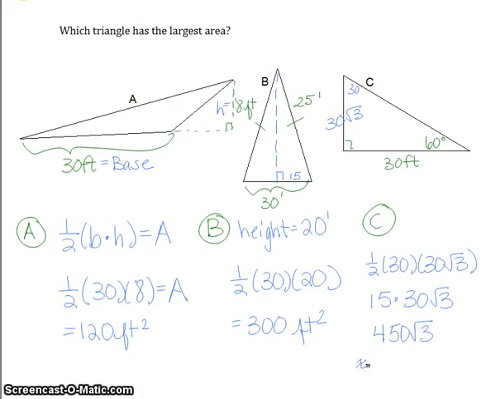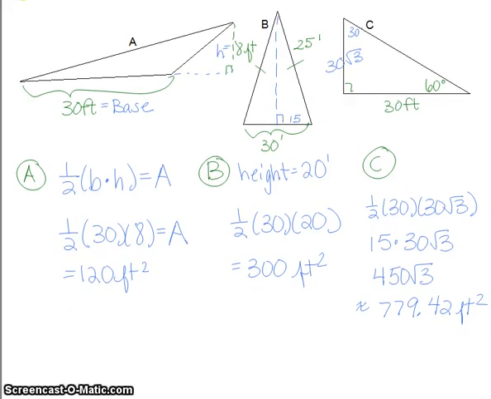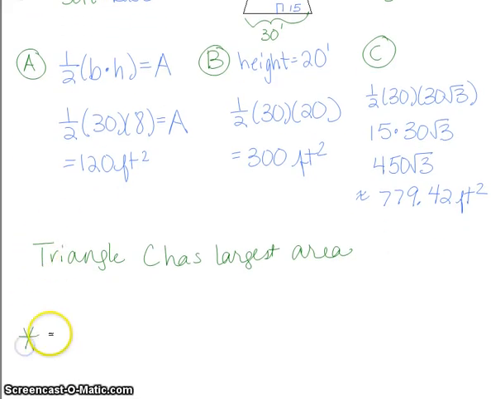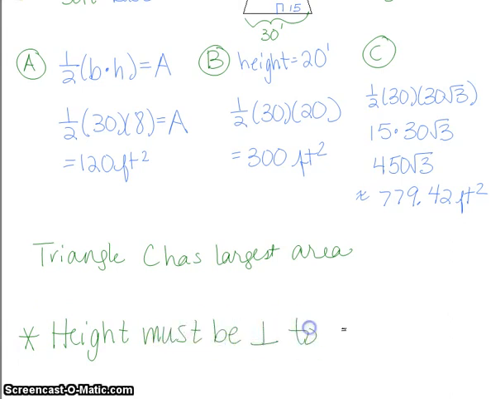But if we want to do approximate, then of course you type it in your calculator, just for comparison's sake, and that's 779.42. We'll go 2 decimal places, feet squared. Okay, so that means our final answer would be triangle C has largest area. An important thing that we need to remember from all of this is that the height must be perpendicular to the base.